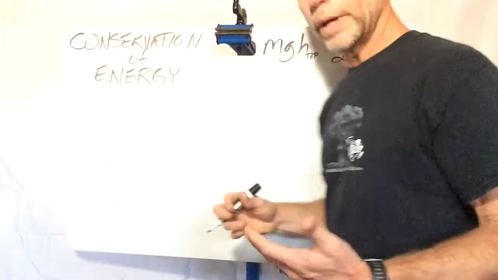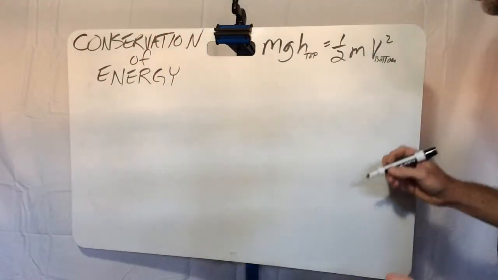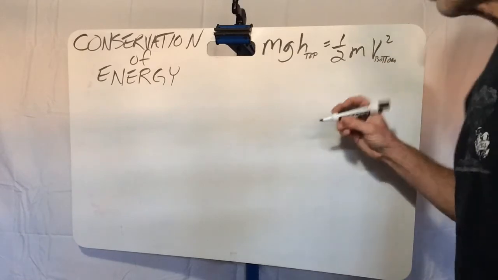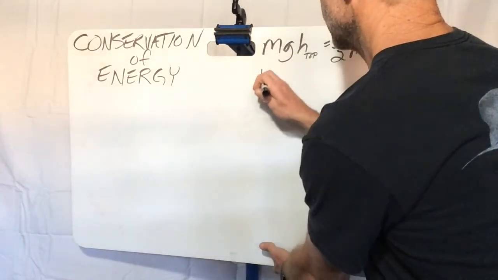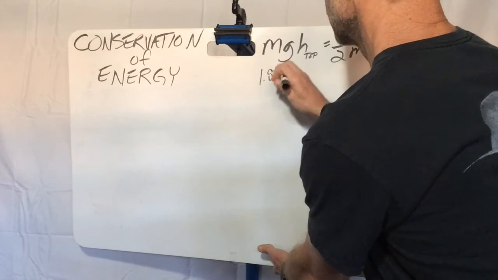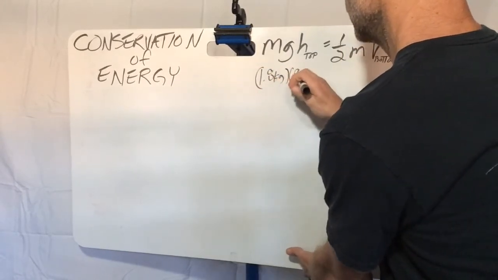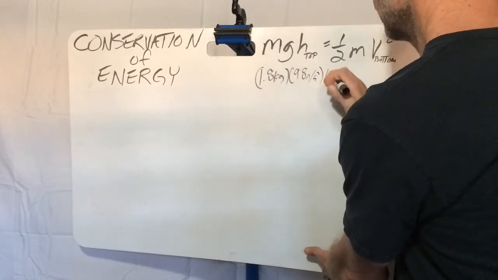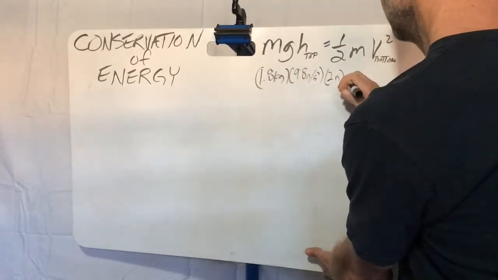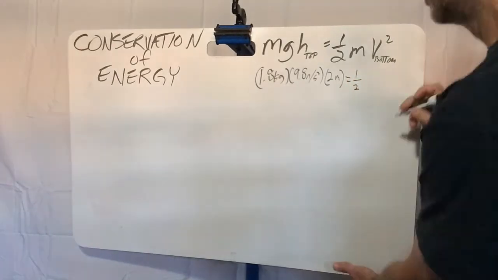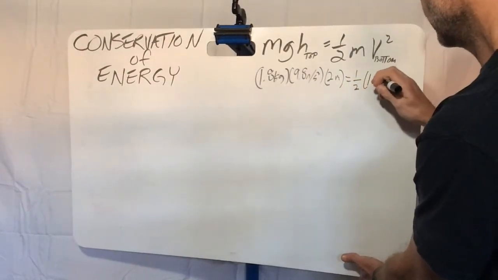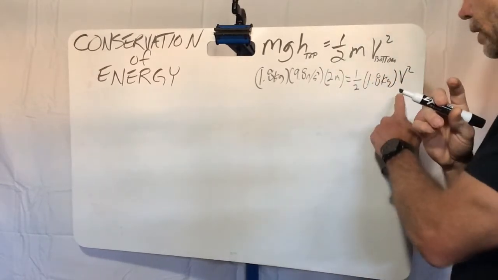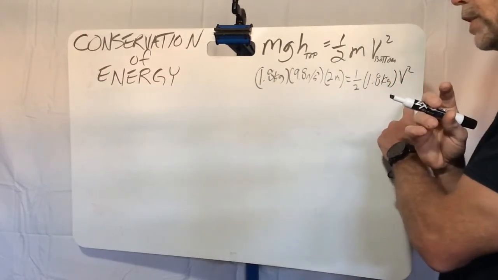So we want to figure out how fast the ball was going at the bottom. The mass of the ball, we said, was 1.8 kilograms. Gravity on Earth is 9.8 meters per second squared, and the height was about 2 meters up. That's equal to 1/2 times the mass, 1.8 kilograms, times the velocity squared. So the velocity squared is our unknown, the thing we've got to solve for.